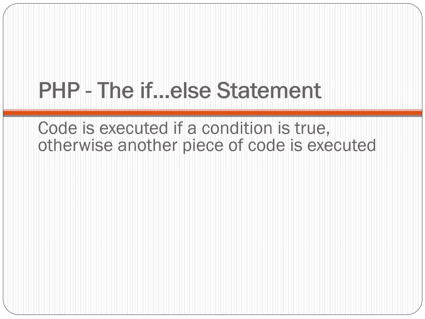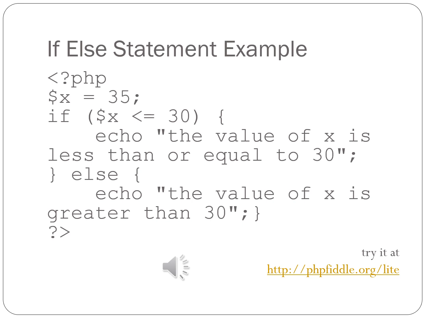With the if statement, only one piece of code will be executed depending on a condition. With the if-else statement, two pieces are executed depending on a condition. In this example, x is 35, so we'll get the value of x is greater than 30 displayed. We would get the value of x is less than or equal to 30 if the value of x was something like 28, for example.